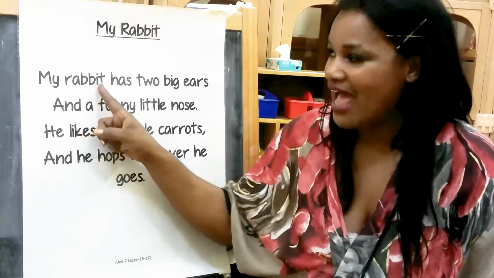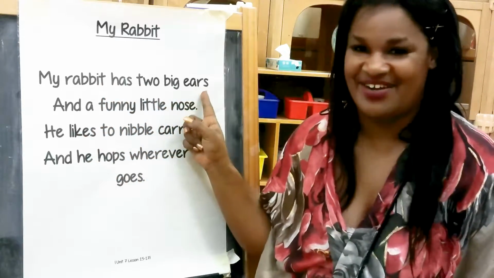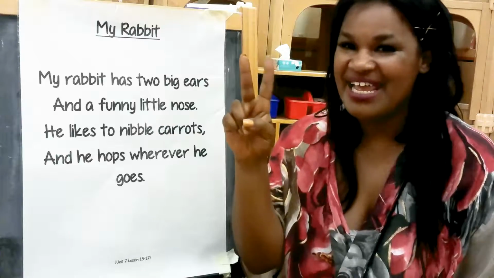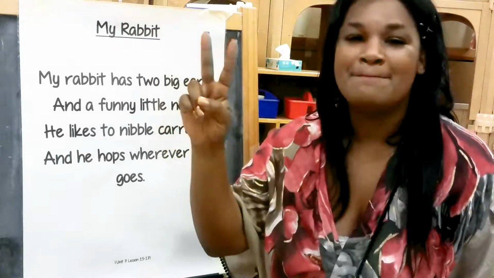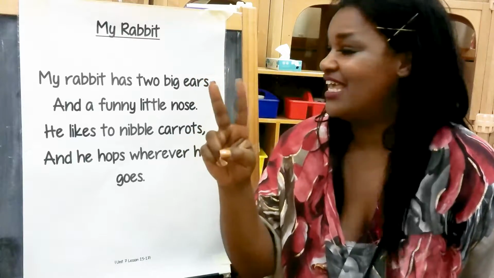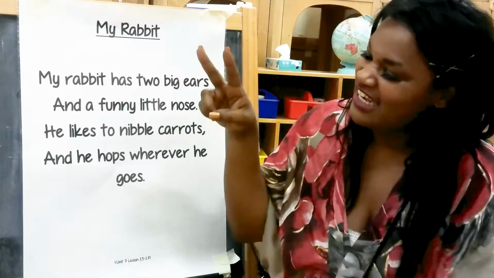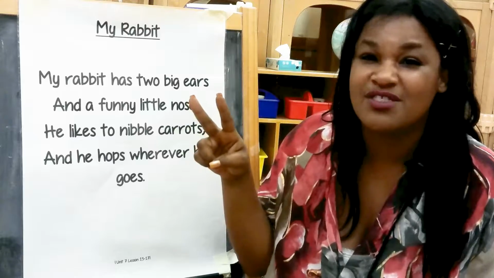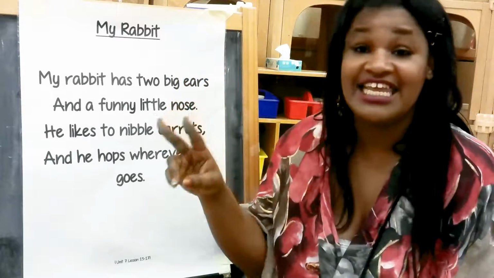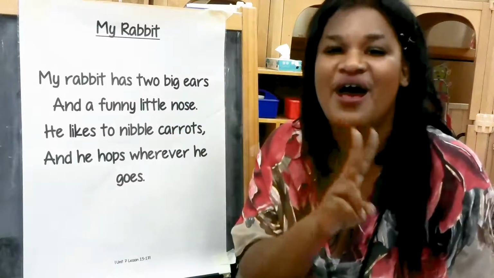My rabbit has 2 big ears. So get your ears ready. Are you ready? Here we go. My rabbit has 2 big ears and a funny little nose. He likes to nibble on carrots and he hops wherever he goes.